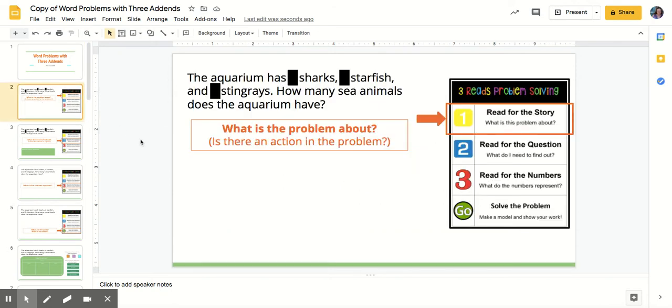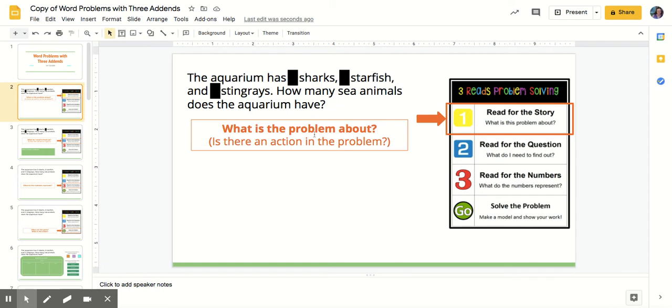Now, if you remember the last couple of days, we've been using the three read strategy, which means we read through the problem three times to make sure we fully understand what it is asking and what we need to do. So let's read through this first story for the first time. The aquarium has some sharks, some starfish, and some stingrays. How many sea animals does the aquarium have?